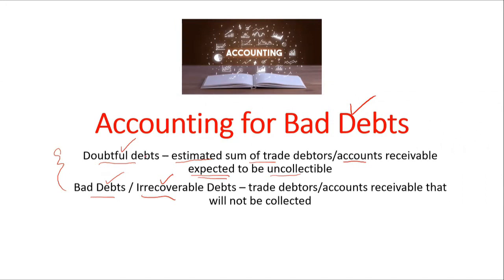That is the key. It's not for sure that you will not receive it. Whereas with bad debts or irrecoverable debts, those are trade debtors and accounts receivable that will not be collected. In doubtful debt, it is expected, whereas in bad debts or irrecoverable debts, the company is certain, or has determined, that your accounts receivable or trade debtors will not be collected.